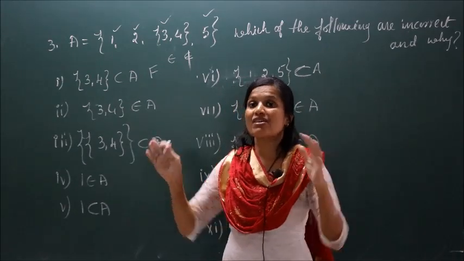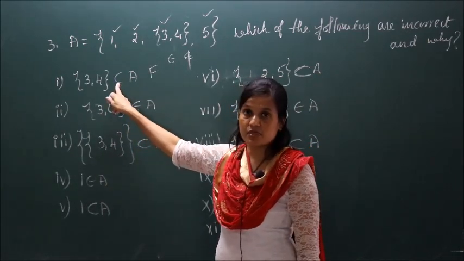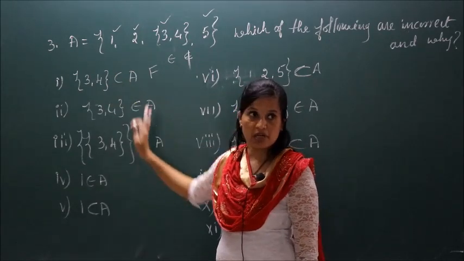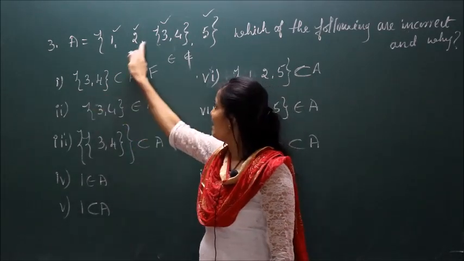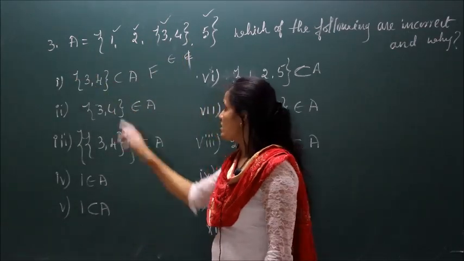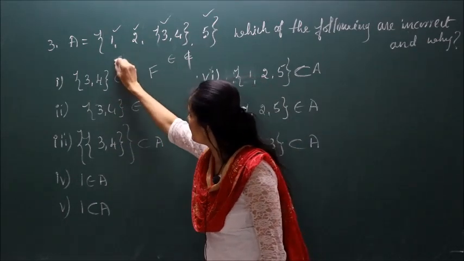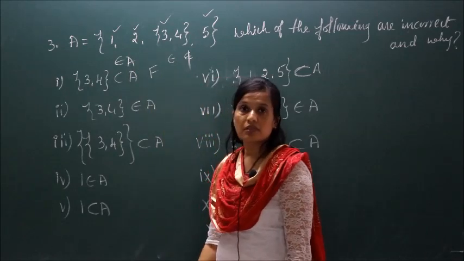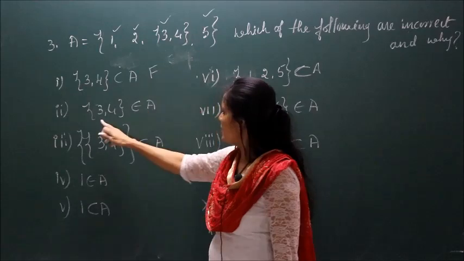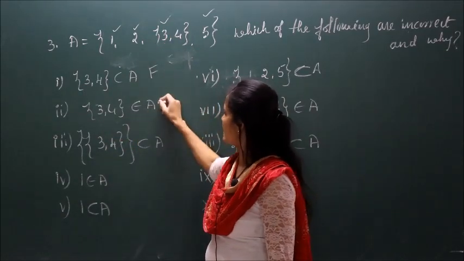When it is the case of a set, then the subset symbol comes: subset or not a subset, that symbol comes. So this is an element here. This whole thing is the element of the set A. So the subset symbol does not come there. It becomes belongs. If it is there, then it is right. It's not the subset, so this is a false statement. {3, 4} belongs to A. Yes, right, because it is the element of the set A.